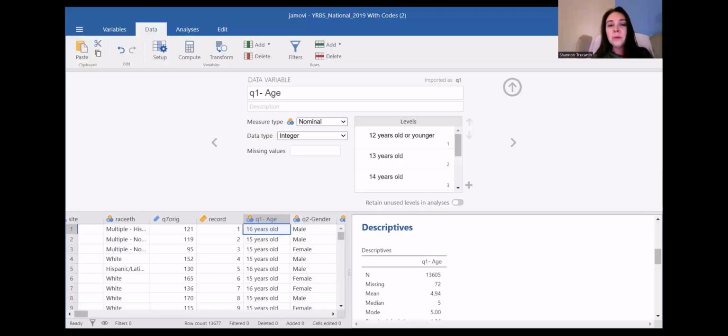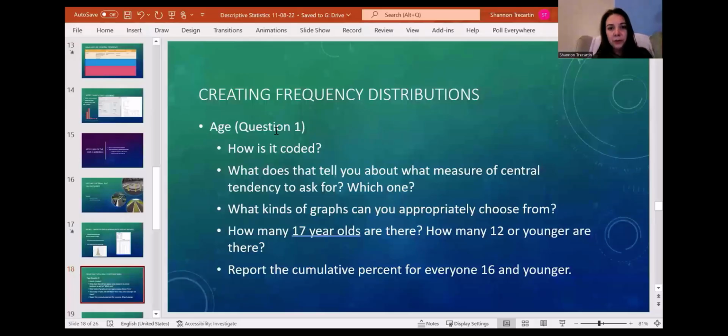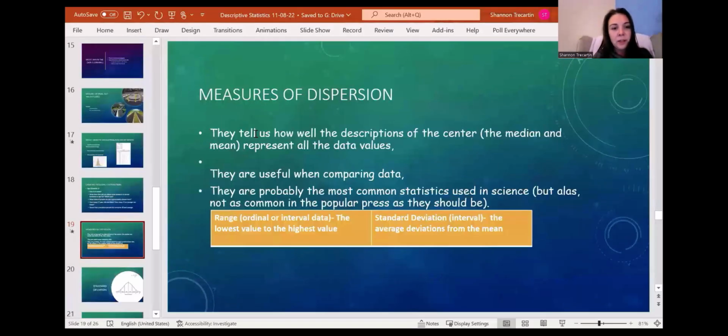So I want to show you how to do number 4, though. Number 4 is creating a crosstab. We're going to do one with sex and grade. So let me go back to the PowerPoint, and let's just make sure that we are on the same page. We just did the frequency distribution for age. And now we are going to look at measures of dispersion.